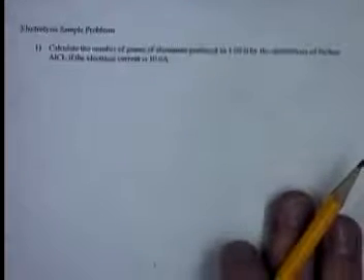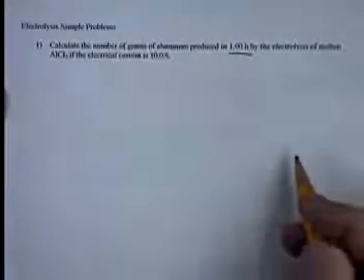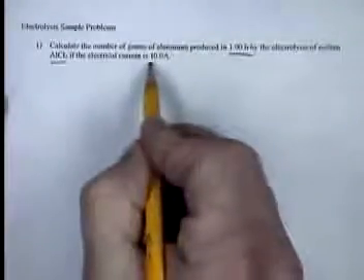Let's proceed to a couple of sample problems right now. You'll find these in your packet later on, about page 28 or 29 or 30 or so in the electrolysis sample problems. The first problem says: calculate the number of grams of aluminum produced in 1 hour by the electrolysis of molten AlCl3 if the current is 10 amperes.